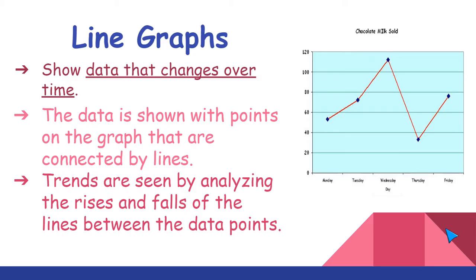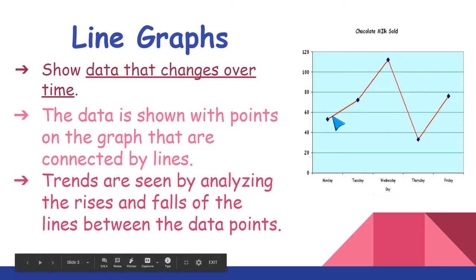All right, the data is shown with points on the graph that are connected by lines. When I look at this one, I like the fact that the points are actually little diamonds. Kind of cool there. Trends are seen by analyzing the rises and the falls of the lines between the data points. We did that a little bit yesterday, but basically what we're doing, we are looking at the slope of the lines and figuring out what is going on here.